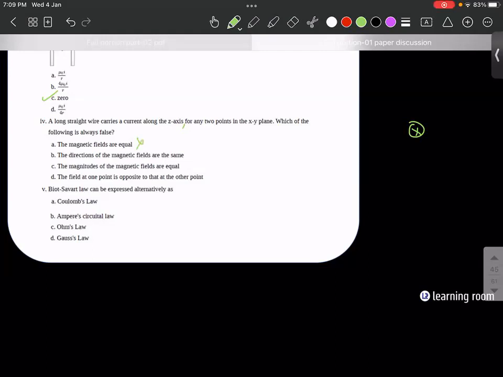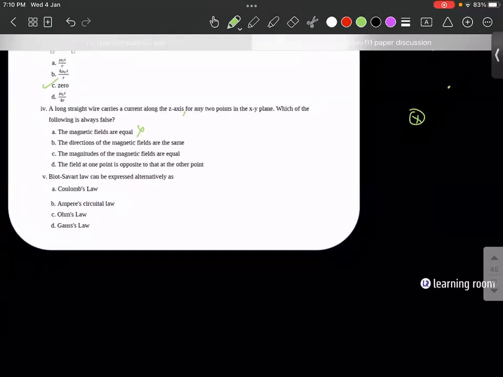It depends on where the point is. The directions of magnetic field will be the same, no? At any point you take, the direction of magnetic field will be the same. Similarly, the magnitude of the magnetic fields are equal. A and C are almost the same. Similarly, the fourth option is the field at a point is opposite to the other one.